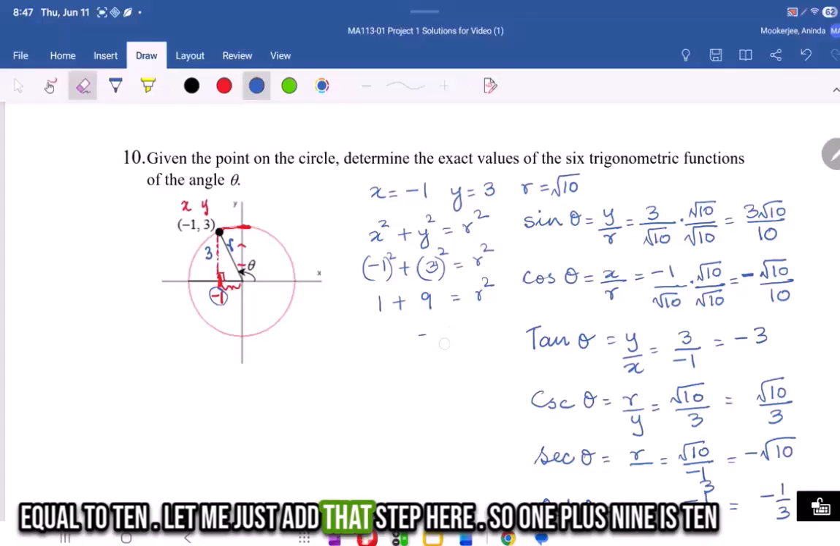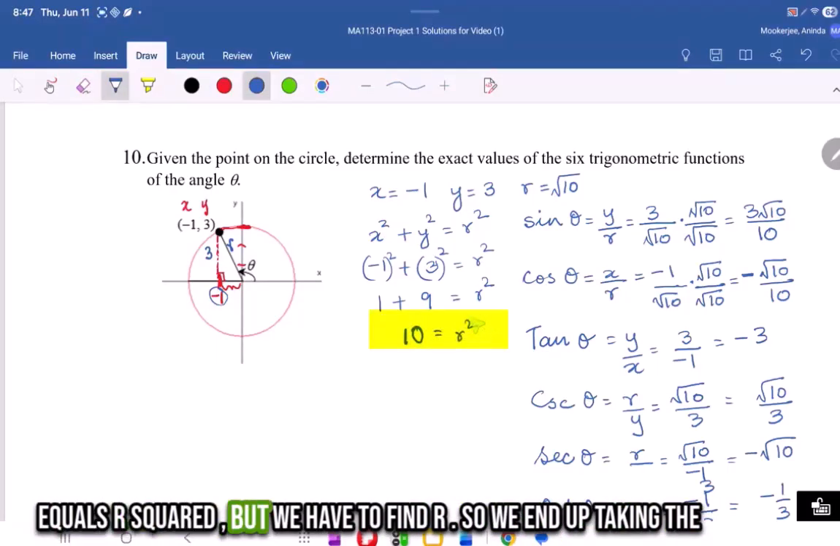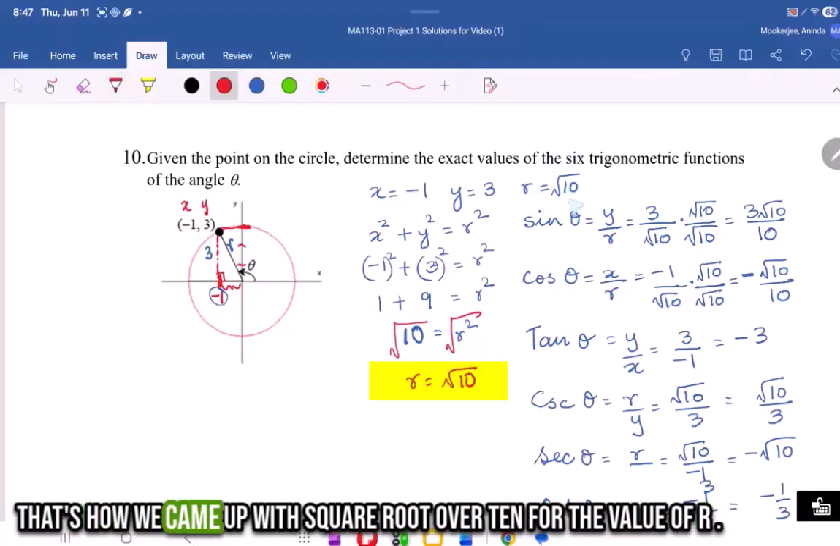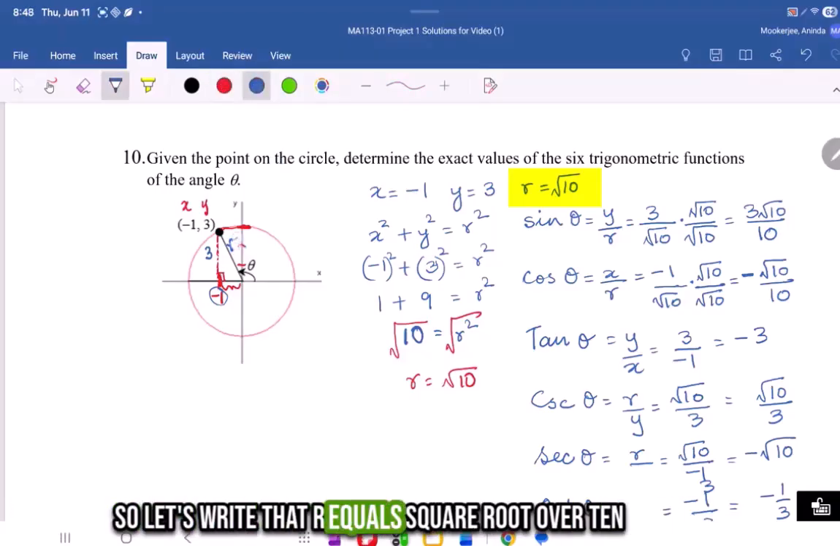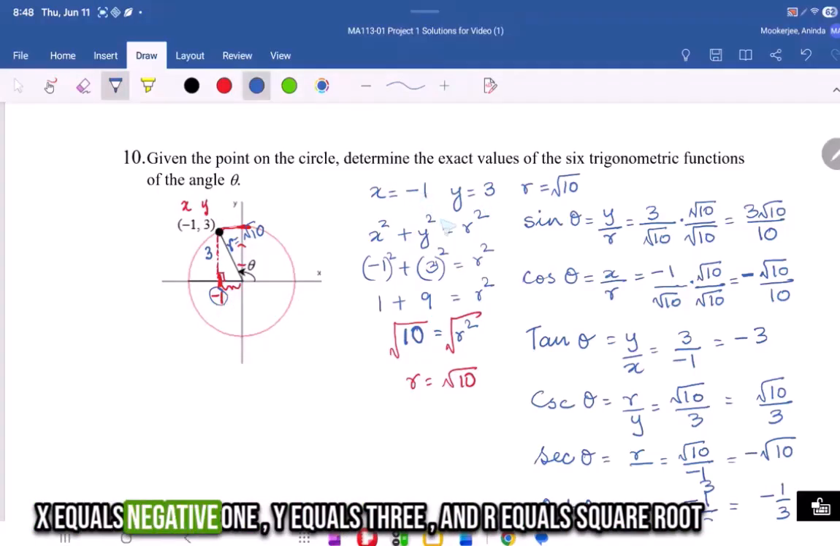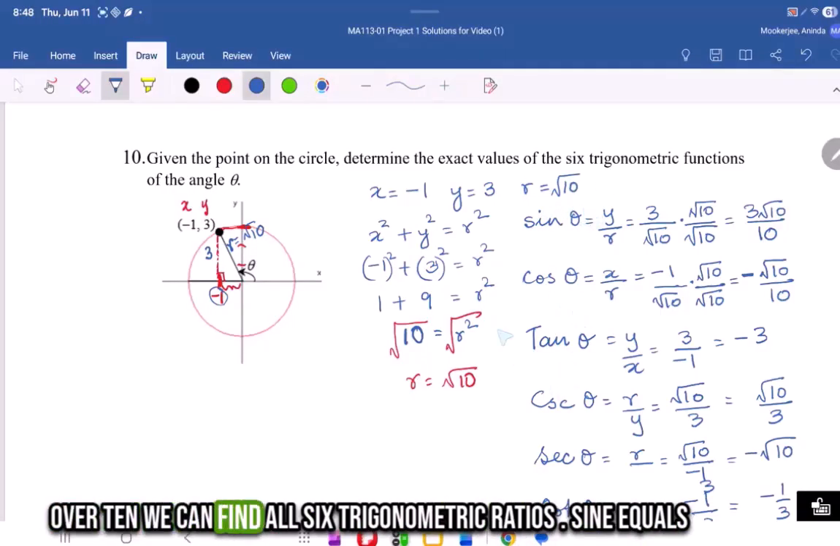Let me just add that step here. So 1 plus 9 is 10 equals r squared, but we have to find r. So we end up taking the square root of both sides to get r equals square root of 10. And that's how we came up with square root of 10 for the value of r. Let's write that. R equals square root of 10. Now that we have all the values of this right triangle, x equals -1, y equals 3, and r equals square root of 10, we can find all 6 trigonometric ratios.